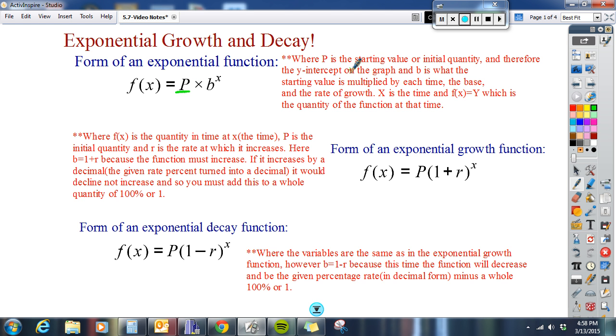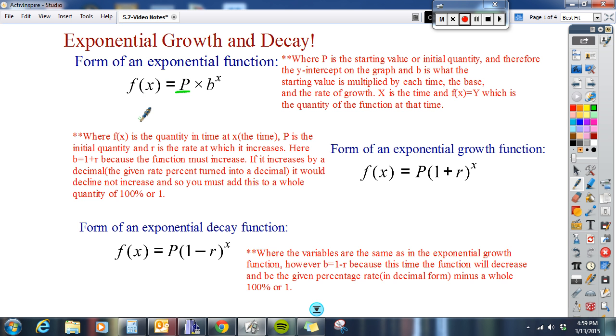I have all these words up here just so you can pause it and read through them. I'm not going to read them all, but it's mostly just an extended version of what I say. So P is the initial value in these word problems, and x is usually time, and then f of x will be the function at that whole time.